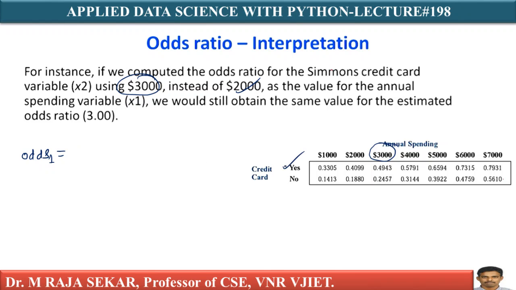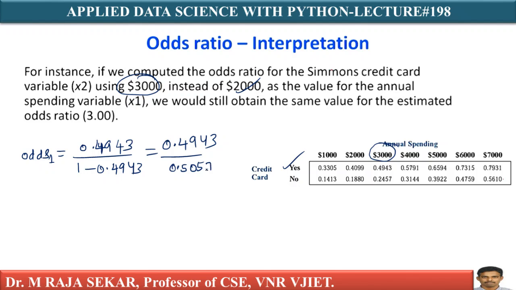What is it with the credit card? With credit card it is 0.4943. This is 0.4943 by 1 minus 0.4943. You will get 0.4943 by 0.505057. You will get 0.9797745. This is odds 1.